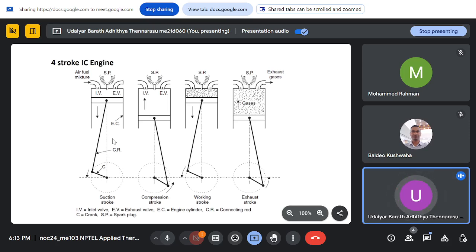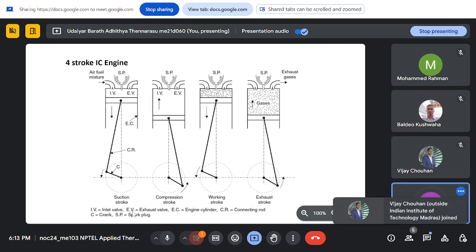A stroke is, as I told, the piston traversing a length from top dead center to bottom dead center, or the other way. So in four stroke it traverses four times, and each travel is a process. First you have a suction stroke. In the suction stroke, your inlet valve is open and your piston comes from the top position to a bottom position.